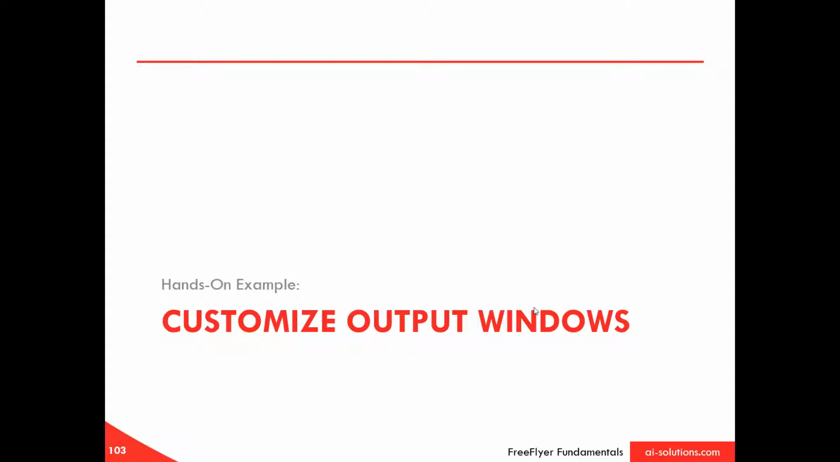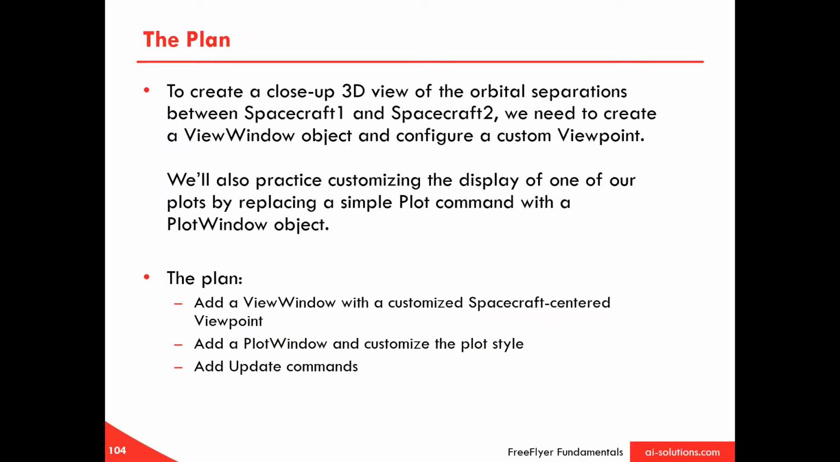So we're going to go back to our hands-on example one more time and customize the output windows that are shown in this mission plan. In part 2 of this training video, we set up 2 different spacecraft that both have the same initial state but are propagated with 2 different force models. We added a plot showing the orbital separations over time, but now we want to create a close-up 3D view showing the orbital separations between spacecraft 1 and spacecraft 2.